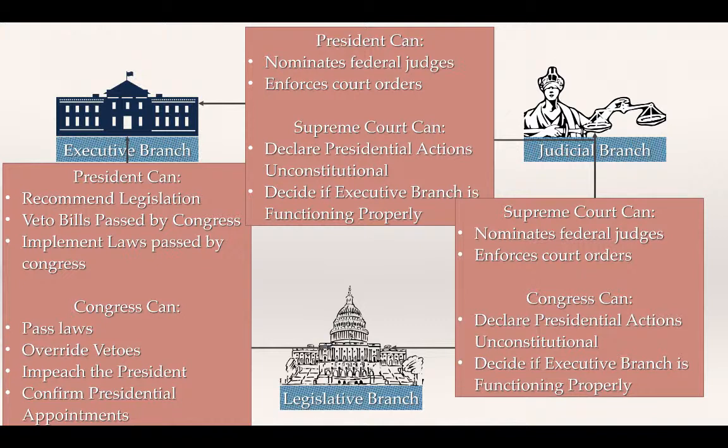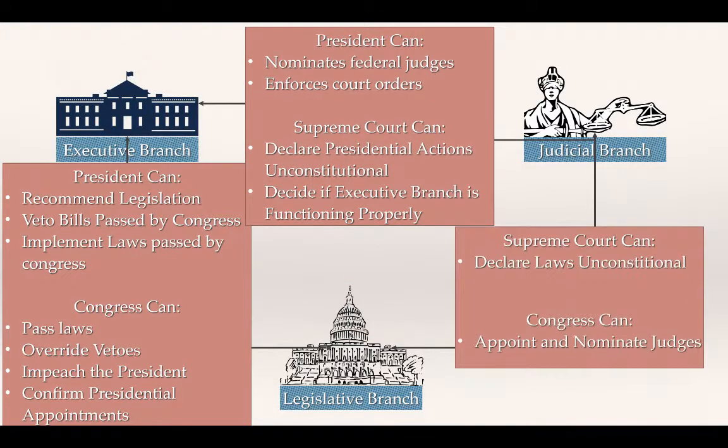Now, we talk about the way that the judicial branch interacts with the legislative branch. So when we talk about that, the Supreme Court can declare the laws passed by the legislative branch unconstitutional, and Congress can nominate and allow those appointments for those judges. And that's how our government kind of checks and balances itself.